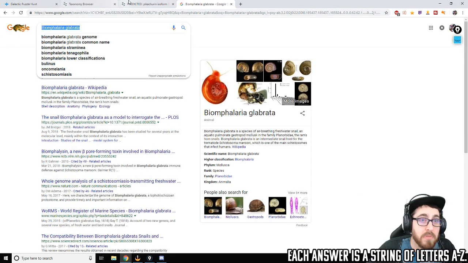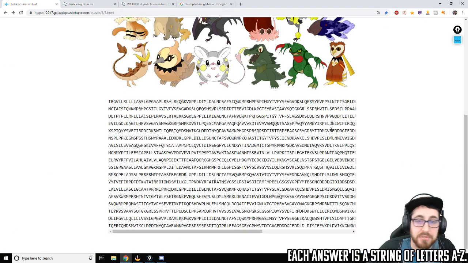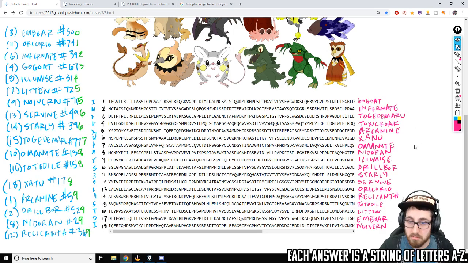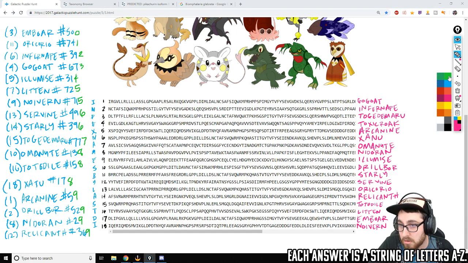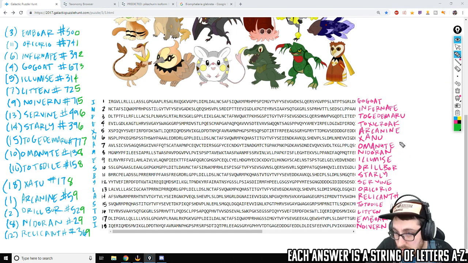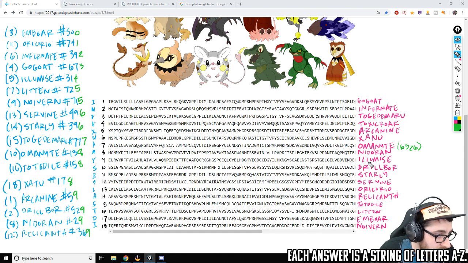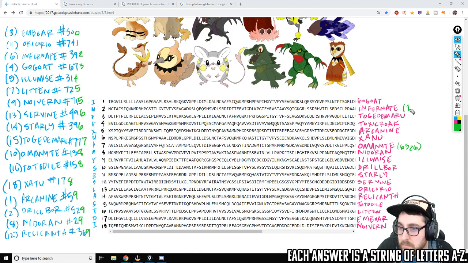So Omanite is 6526. We'll grab a different color. We'll grab green here. 6526. You have 9545 for Infernate. Arcanine 74533.